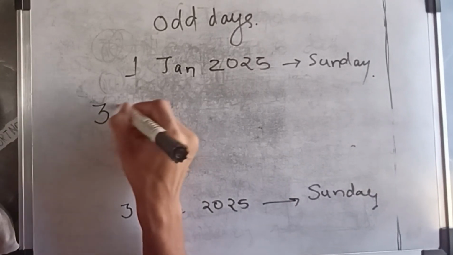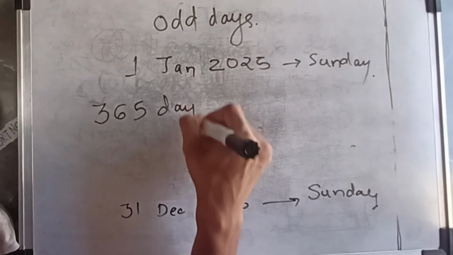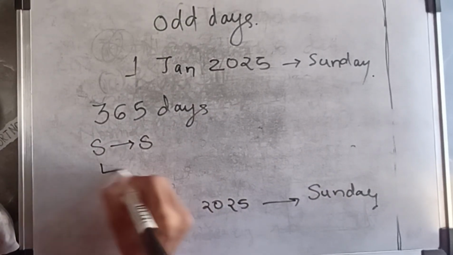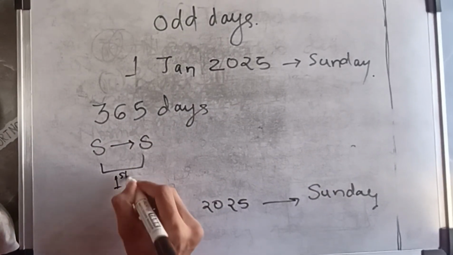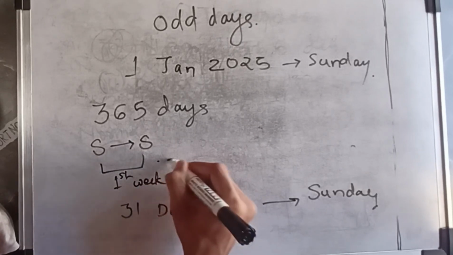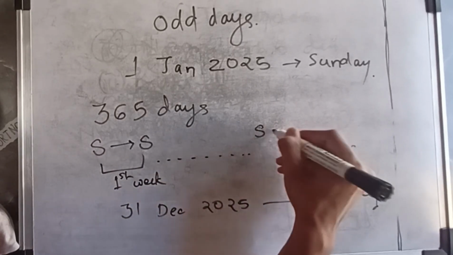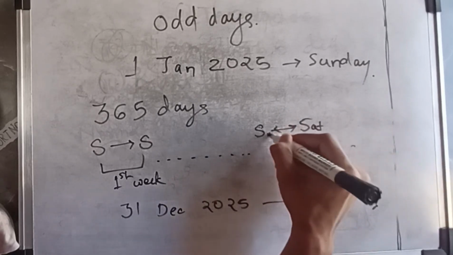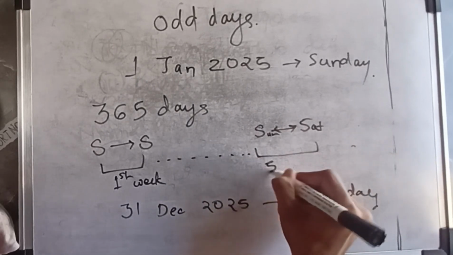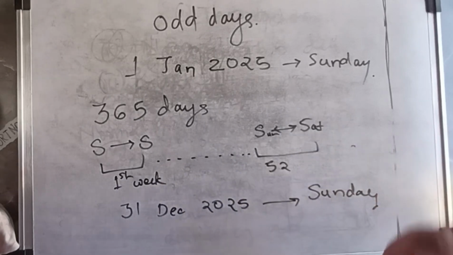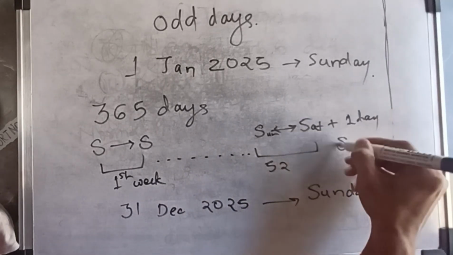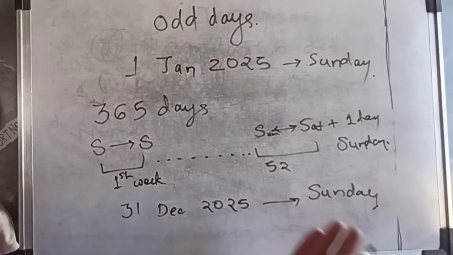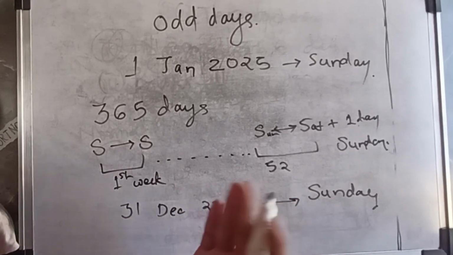There are 365 days, which means from Sunday to Saturday is the first week, and it goes on for the 52nd week. Saturday and Sunday, it is the 52nd week. Now we got plus 1 day, Sunday. So we formulated a rule or a short trick for odd days.